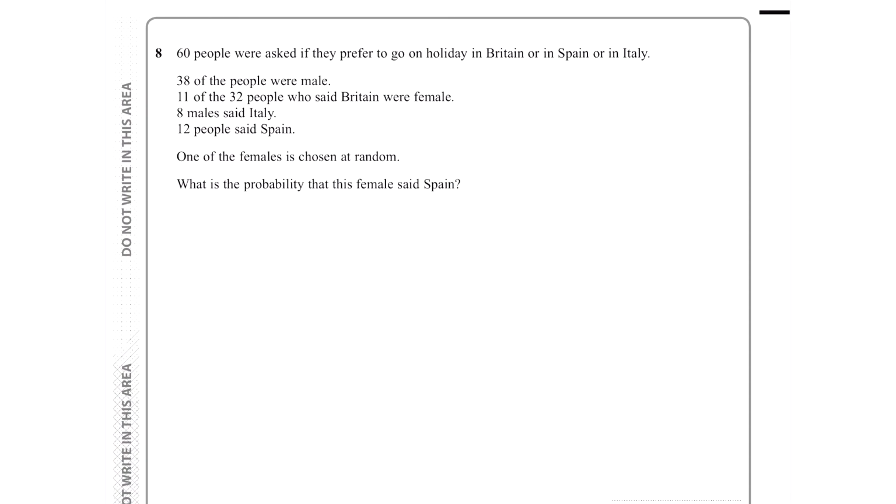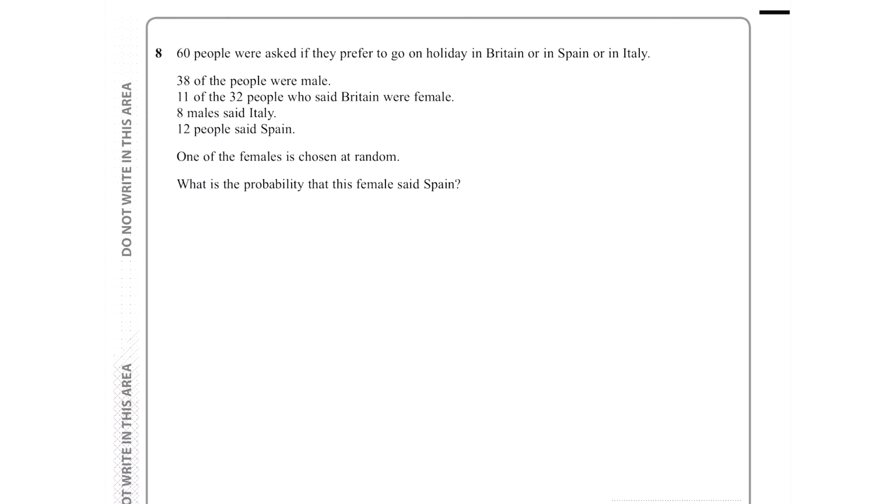60 people were asked if they prefer to go on a holiday in Britain, Spain, or Italy. 38 of the people were male. 11 of those 32 people who said Britain were female. 8 males said Italy. 12 people said Spain. One of the females is chosen at random. What is the probability that the female said Spain?